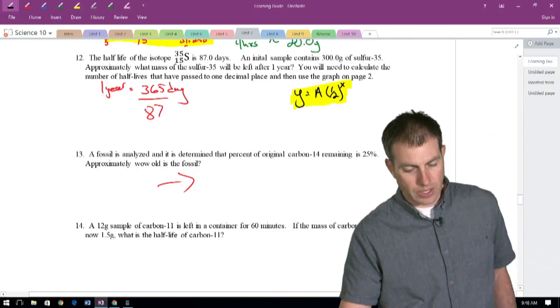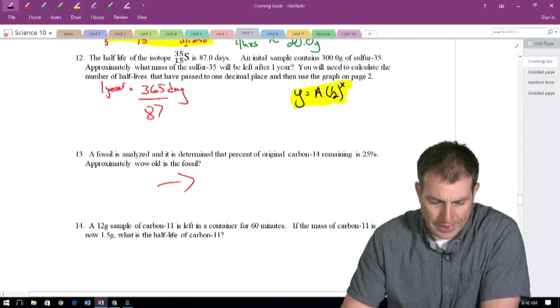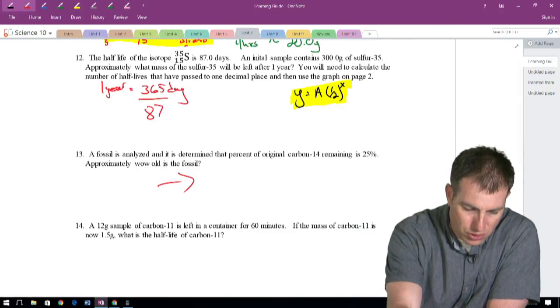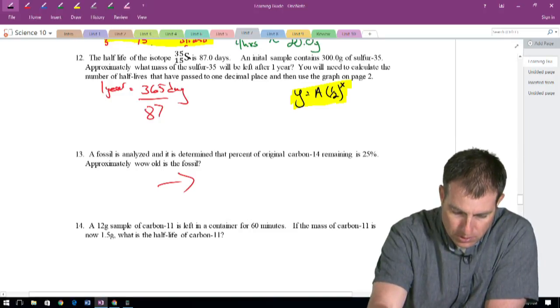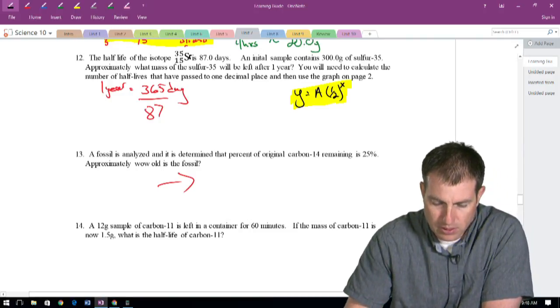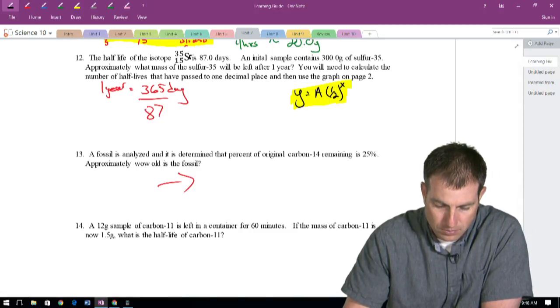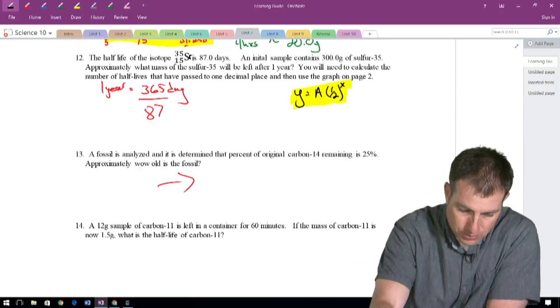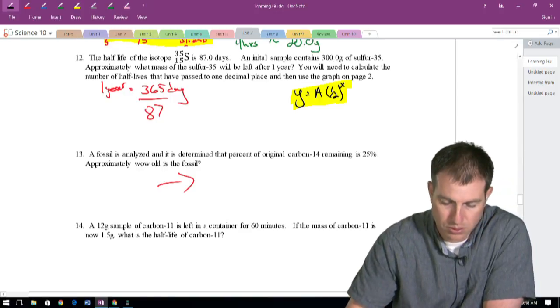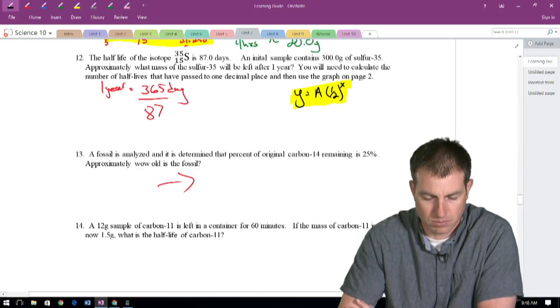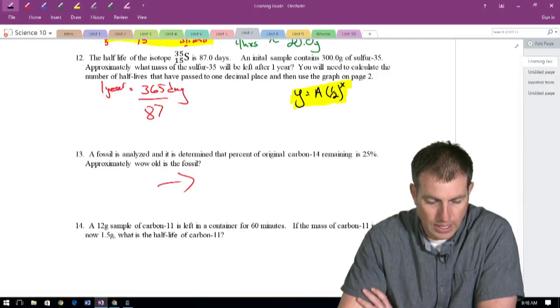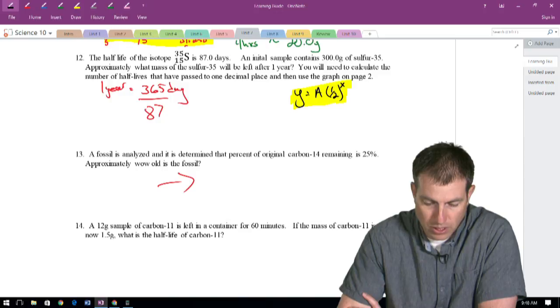All right, the half-life of the isotope, maybe that's supposed to say strontium, is 87 days. Initial sample contains 30 grams of sulfur. Oh, it is radioactive sulfur. Sorry, probably shouldn't have assumed. Never heard of radioactive sulfur before. What mass of the sulfur-35 will be left after 1 year? You'll need to calculate the number of half-lives that have passed to one decimal place and then use the graph on page 2.